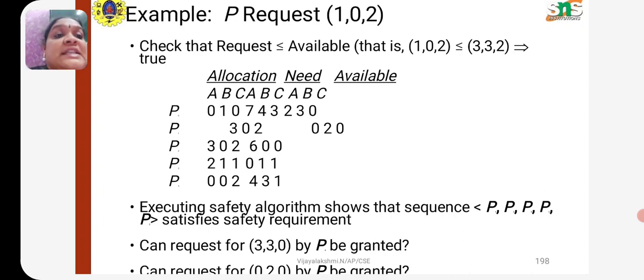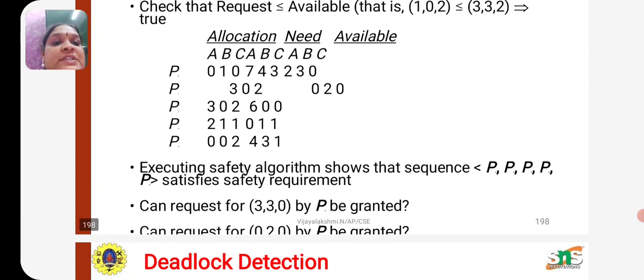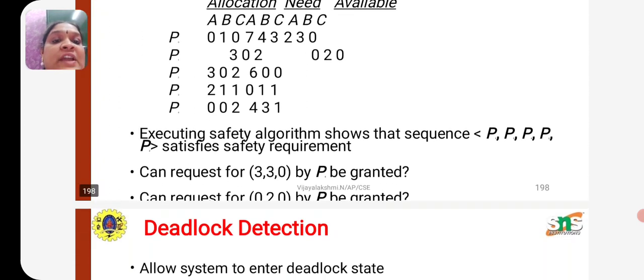If the request is less than or equal to Available, and the condition is satisfied, then we can check whether this process can enter the safe state or not. We have to check the need. The need is 102, which is less than or equal to the Available of 332. Yes, it's correct, so this process P0 can enter into the safe state. Likewise, we need to check each and every individual process.